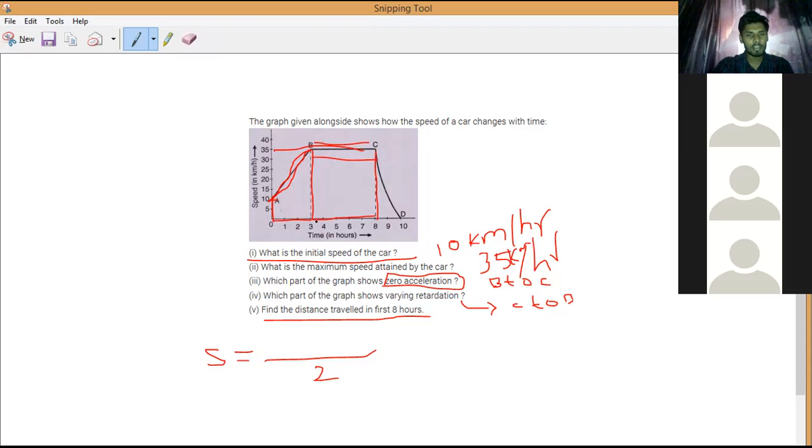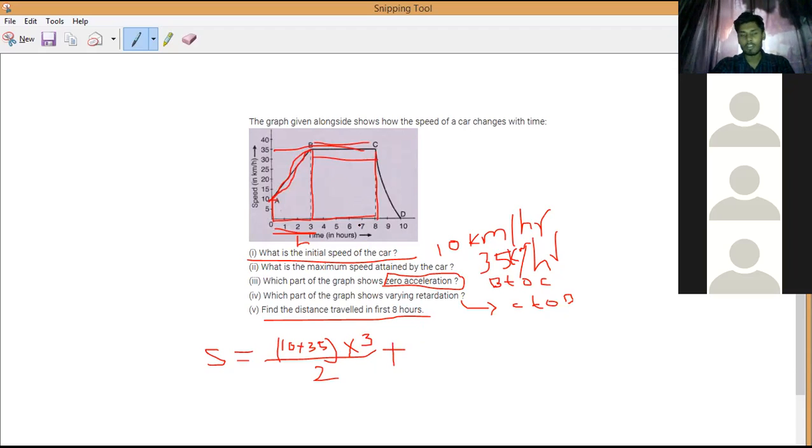Let me assume naming here. OA, sir. How much is it? 10. And B, how much is this? 35. So the area of the trapezium, sum of the parallel sides, is 10 plus 35, into the height of the trapezium. Height is 3, sir.